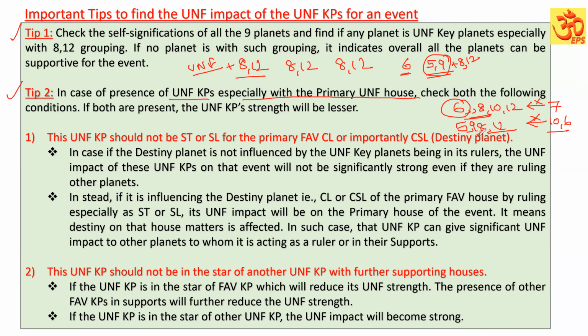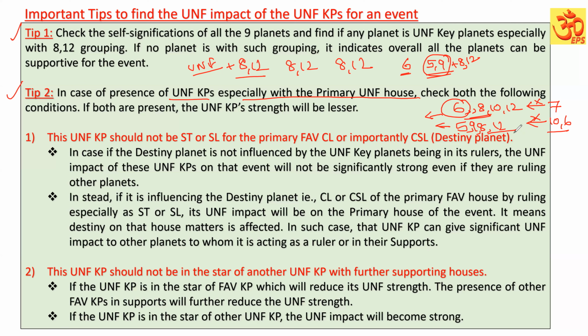So if unfavorable key planets are present, we have to check the following 2 conditions. If both are present, the unfavorable key planet strength will be lesser. Suppose for the profession prospect, a planet is having 5th house, 8th house, and 12, and 5, 9, or 8. So the grouping is present.